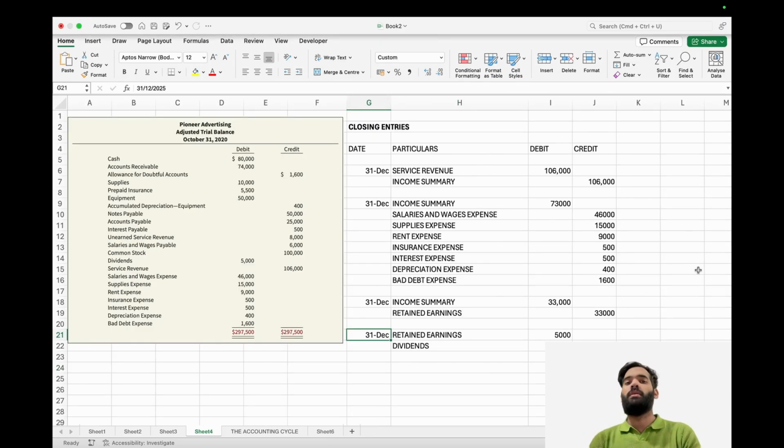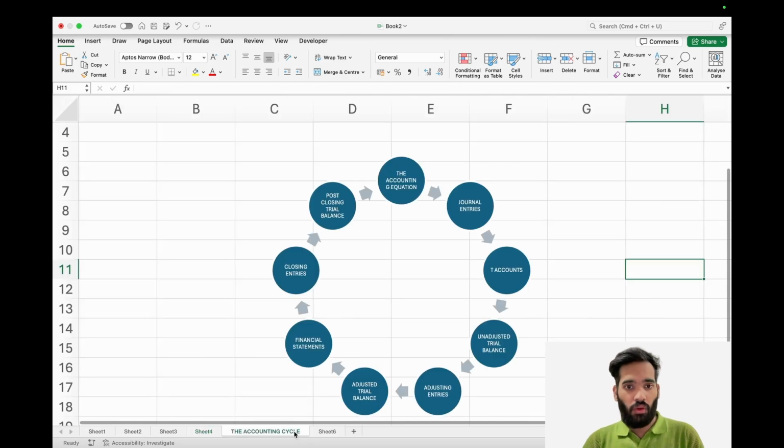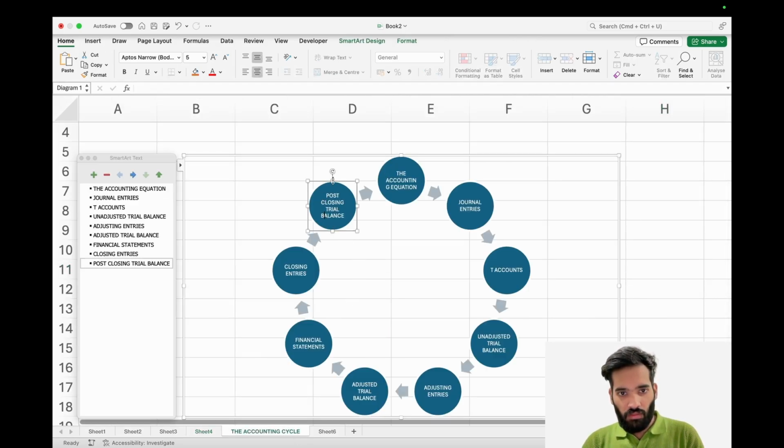Let's talk about the post-closing trial balance, which is the last step in our accounting cycle. So if we go to our accounting cycle, this is where the post-closing trial balance takes place. So it's after the closing entries, we just prepare the post-closing trial balance, and then we're done with the accounting for that period of time.